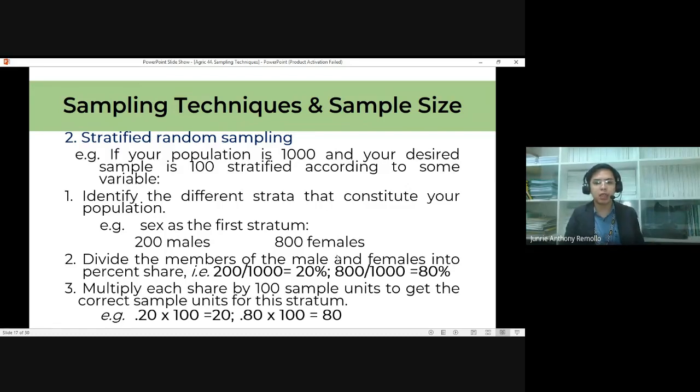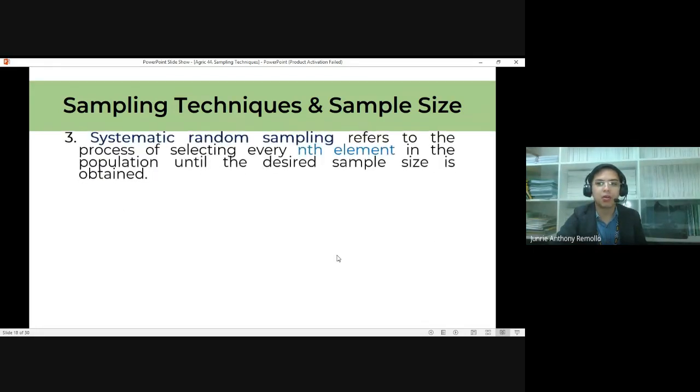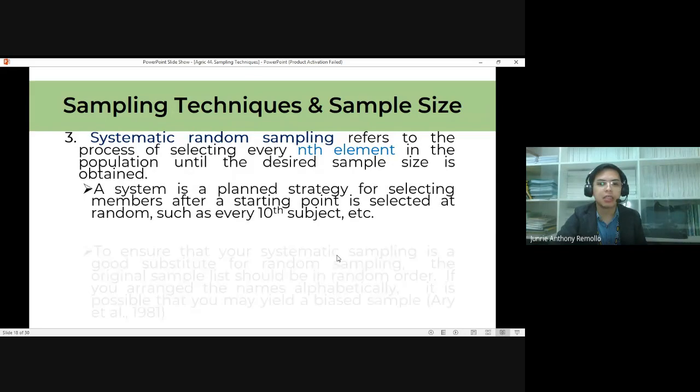And then after you obtain the percentage of males and females, knowing that sex is the first stratum, you multiply each share by 100 in order to obtain their value in a given sample, which is 100. So 20% times 100 equals 20, and 80% times 100 equals 80. So that is all about stratified random sampling.